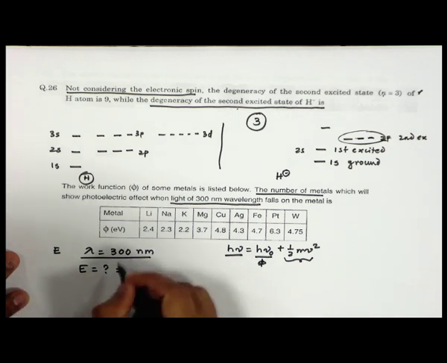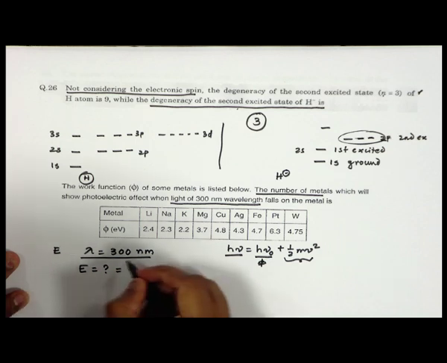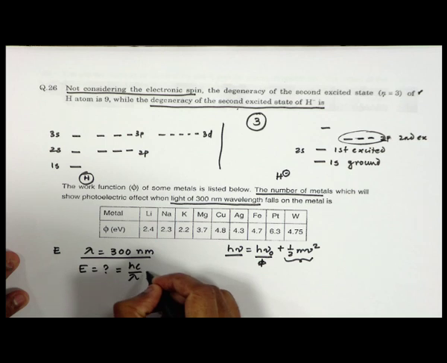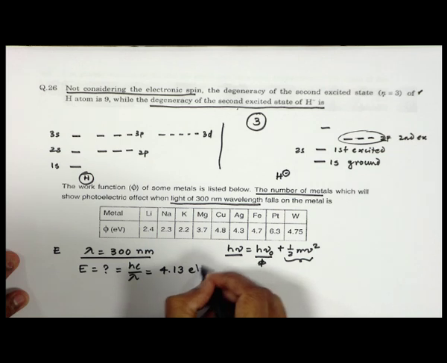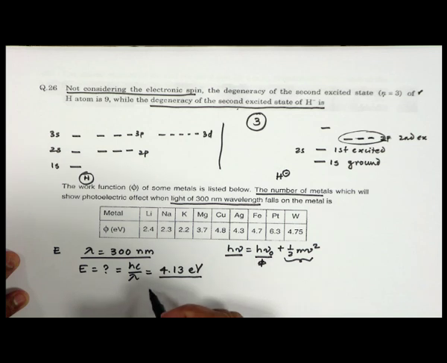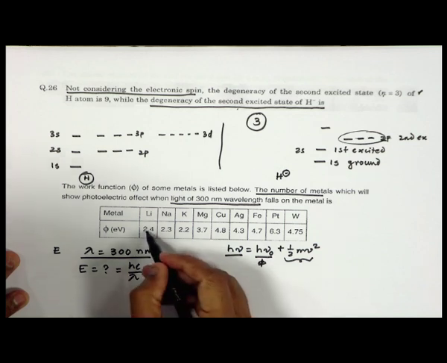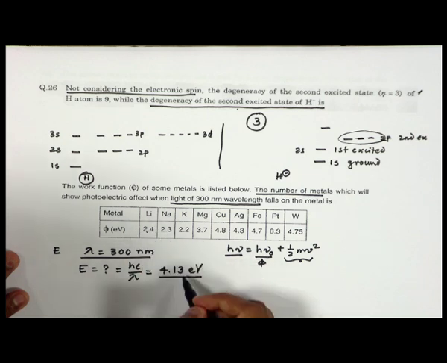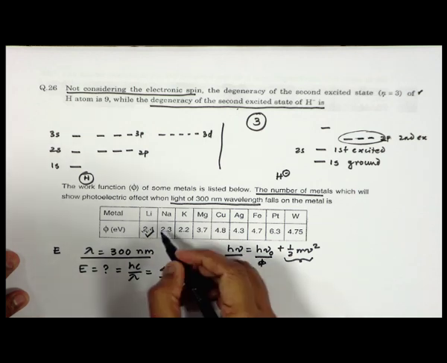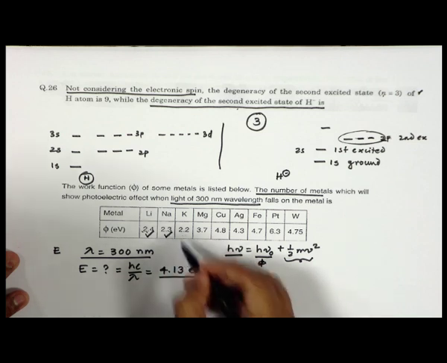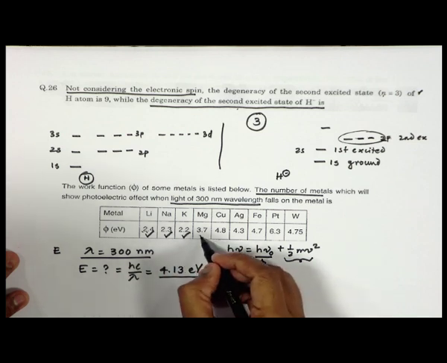If you calculate E in terms of lambda from this expression, you will get the energy as 4.13 electron volt, and you see if the energy supplied is 4.13 electron volt, lithium requires only 2.4 electron volt energy. So, if I supply this energy, lithium will be happy to give me that electron. Similarly, sodium is all right, potassium is fine, magnesium is fine.